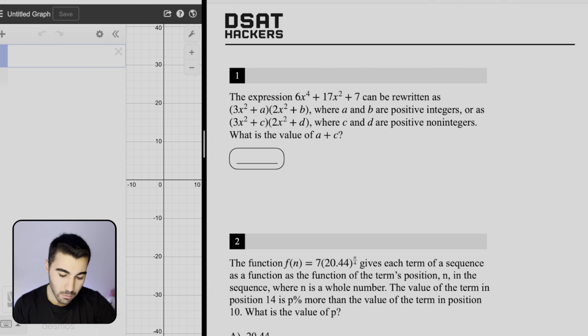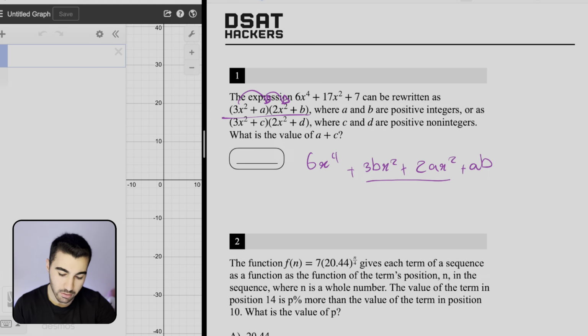So what I can do, I can distribute this and set it equal to this one because they are the same. And then we can match the variables here to the coefficients here, right? So let's do that. I'm going to first distribute this one. It's going to give us 6x to the 4th power plus 3bx squared plus 2ax squared plus ab. And this is the same.